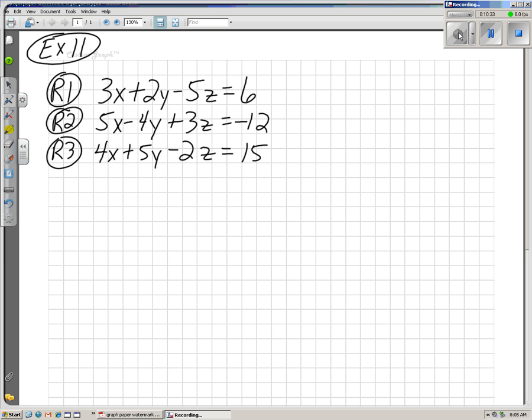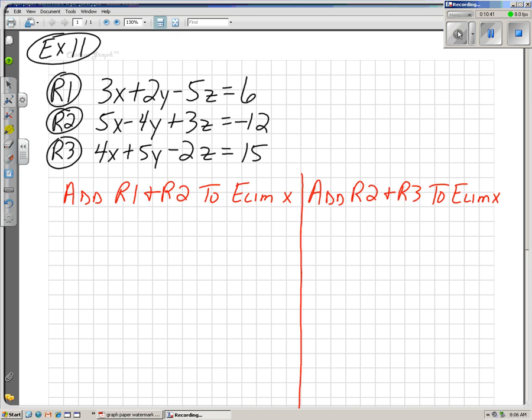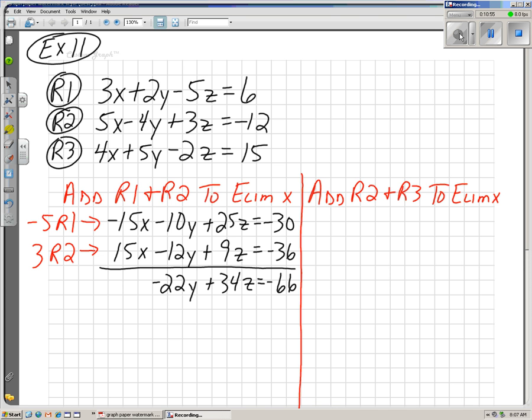All right, let's try this example for number 11. Where do these three planes intersect? Remember, add row 1 and 2 to eliminate x. Add row 2 and 3 to eliminate x. Let's start with that. Row 1 and 2, the x's both go into 15. So I'm going to multiply the top times -5 and the bottom, row 2, times +3. That'll make my 15s cancel out.